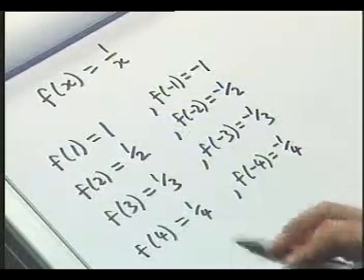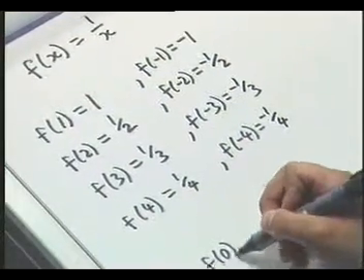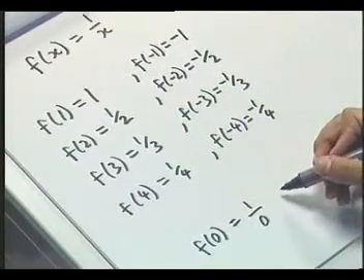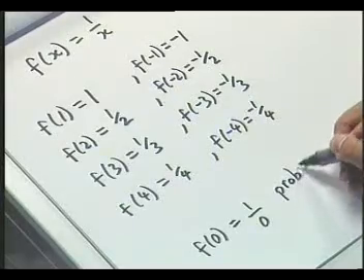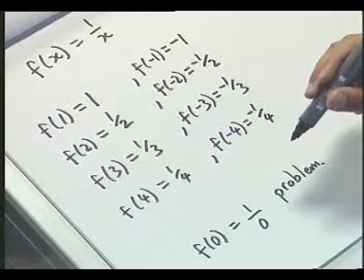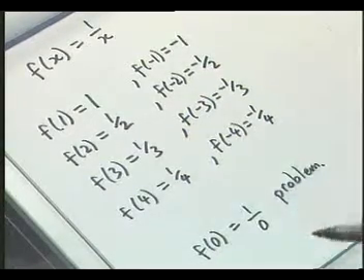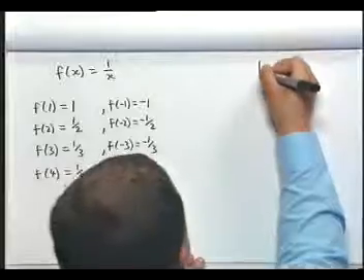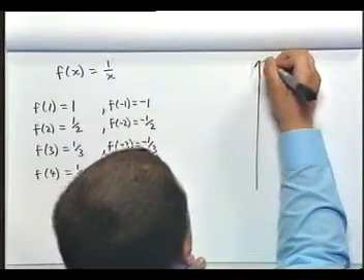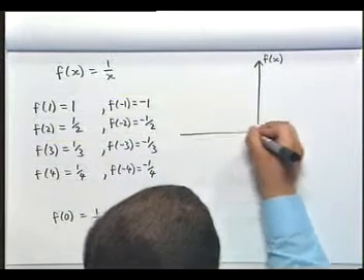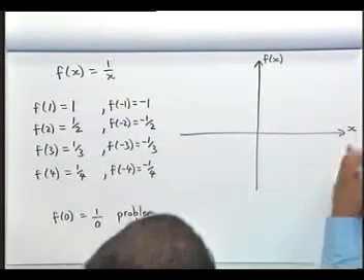Now, if we look at f of 0, we have 1 divided by 0, which is obviously a problem for us. And because of this problem, we have to restrict our domain so that it does not include the argument x equals 0. So let's have a look at what the graph of this function actually looks like. So as before, f of x on our vertical axis for the outputs, and our argument x on the horizontal axis.